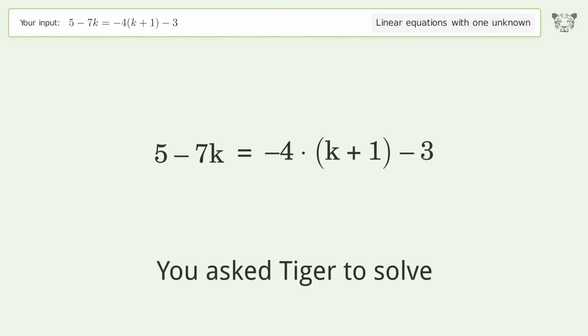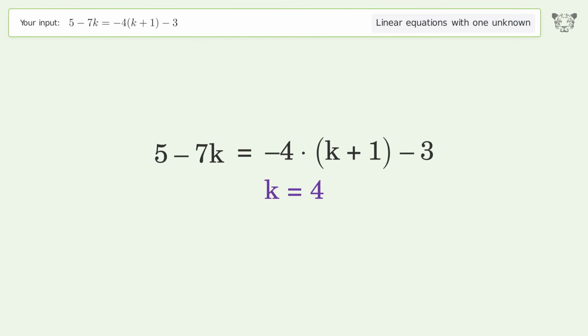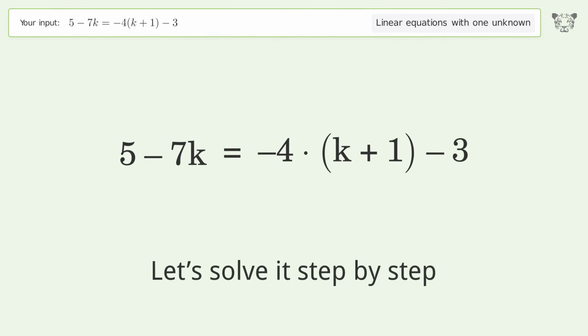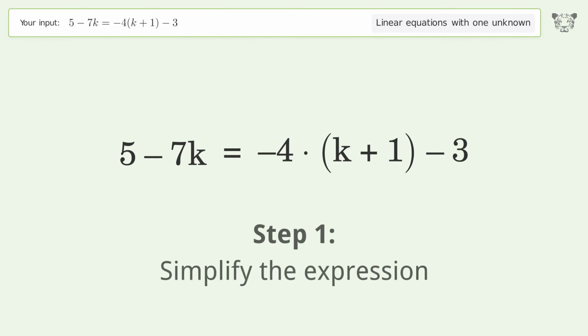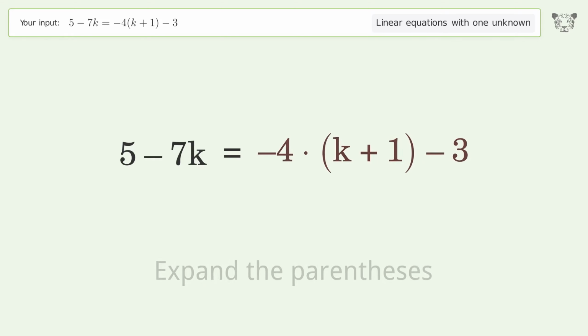You ask Tiger to solve. This deals with linear equations with one unknown. The final result is k equals 4. Let's solve it step by step. Simplify the expression. Expand the parentheses.